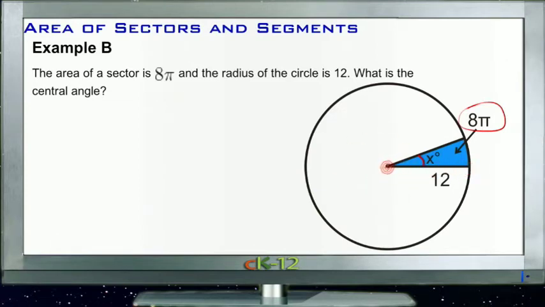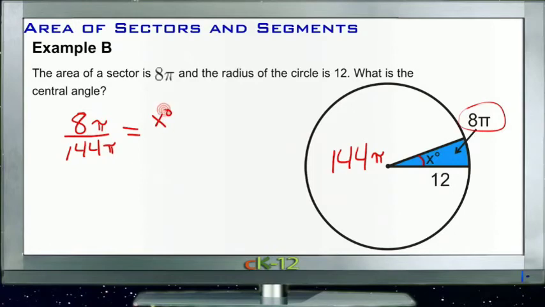So if we find the area of this circle real quick, we know that it's going to be pi r squared. So it's going to be 12 squared times pi, or 144 pi for the whole circle. We have 8 pi. So if what we have is 8 pi out of 144 pi, what we want to know is, by the same comparison, or in the same ratio, what's x degrees out of the total number of degrees, which is 360.